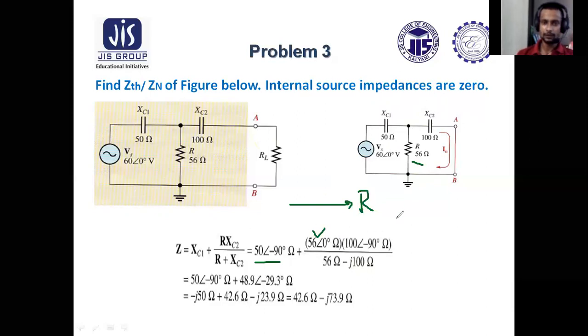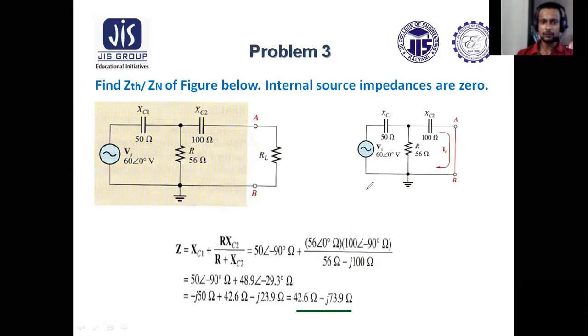XC2 is 100 ohm, that is 100 angle minus 90, and R is 56. XC2 is minus J 100. Now see, multiplication is involved between these two quantities, that is why XC2 is given in polar form. As in the denominator subtraction is to be performed, XC2 is given in rectangular form. So you may represent XC or XL in polar form or rectangular form depending on the operation you need to perform. Finally, after making the conversions and simplification, you'll get Z equals to this.